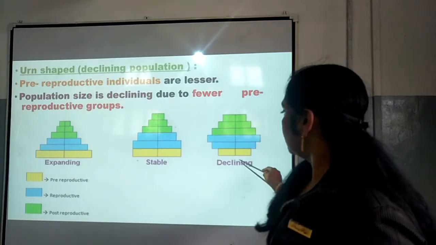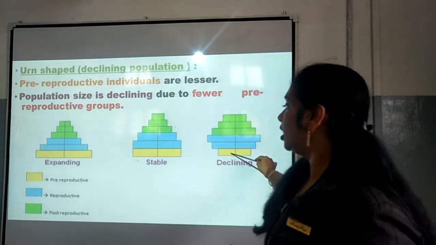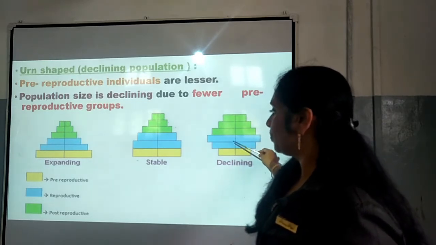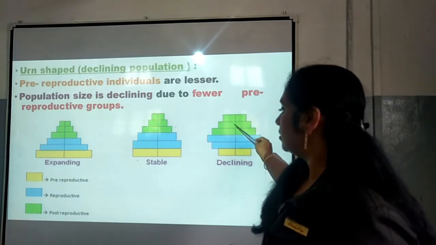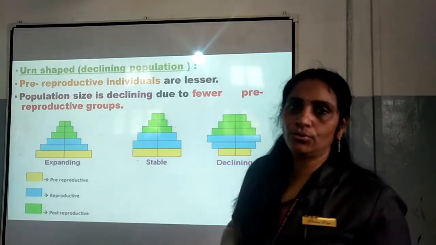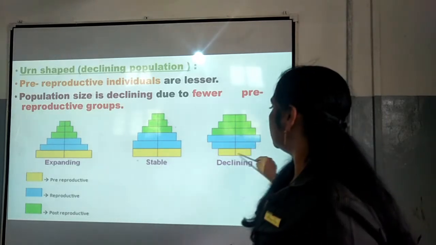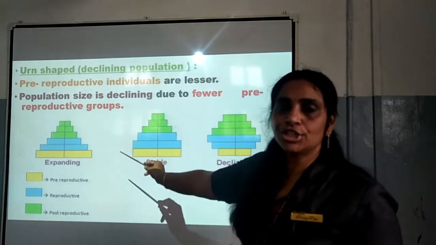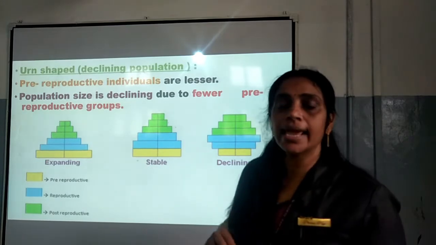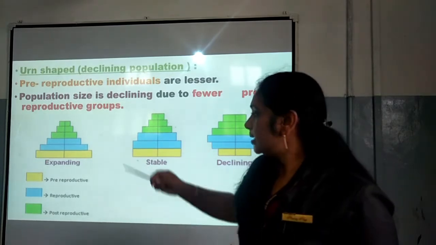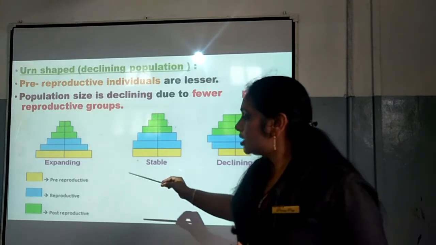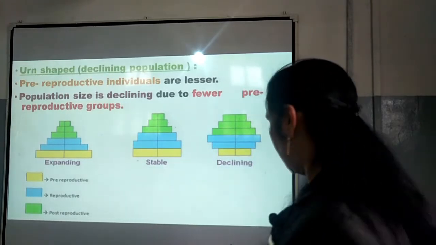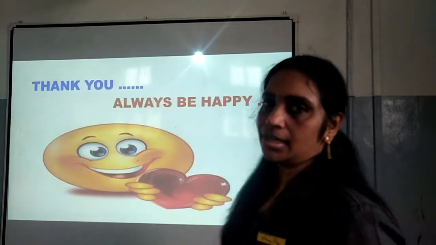Next one is declining. Here you can see the pre-reproductive age groups are very few. Here you can see the reproductive group, and next is the post-reproductive, again they are fewer. So here you can see it is an urn shaped or declining population. So this is related to the age pyramid based on the age groups, that is pre-reproductive, reproductive and post-reproductive. This pyramid is very, very important. You have to study it, my dear children.